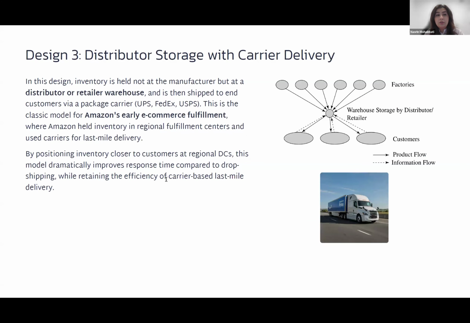The third design option is distributor storage with carrier delivery. This is also a design that we see in many examples in the real world. I want you to think about it. In this case, we have all the manufacturers, the providers, and we have the warehouse storages. It can be by the distributor or they can be retail stores. And then we have our customers.